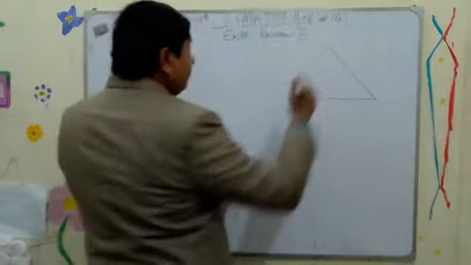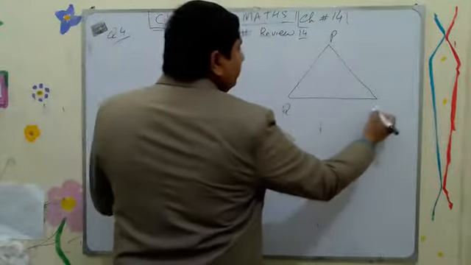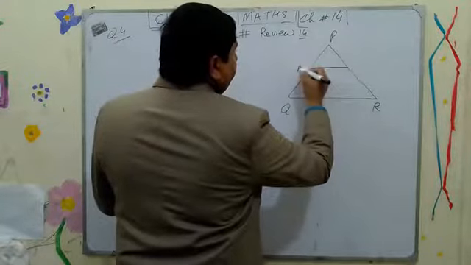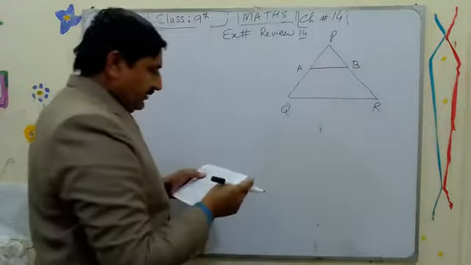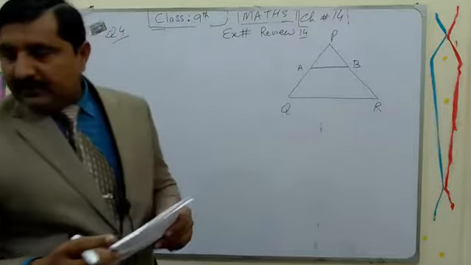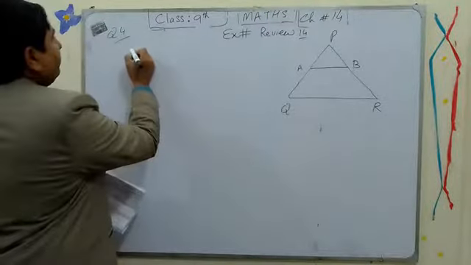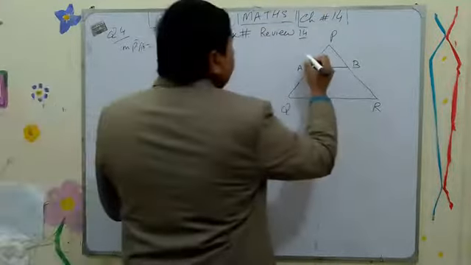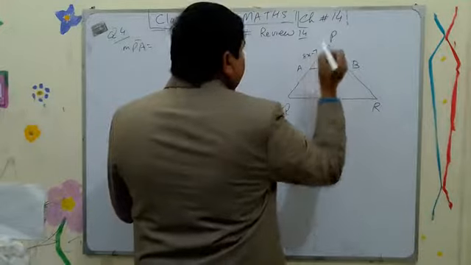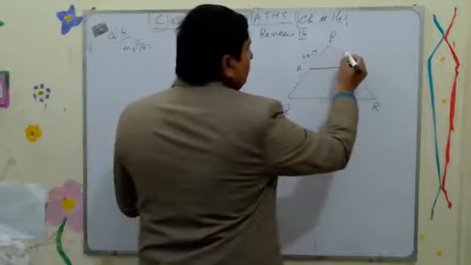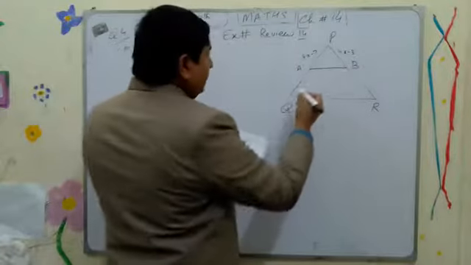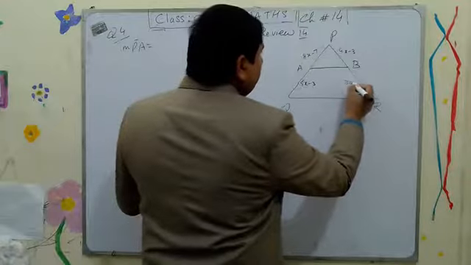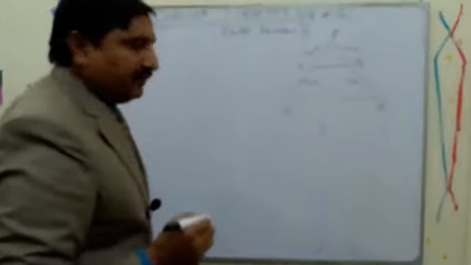In this diagram, PQR is a triangle, right? In which a line AB is parallel to QR, it is given. And the question gives that PA is equal to 8x minus 7, PB is equal to 4x minus 3, AQ is equal to 5x minus 3, and BR is equal to 3x minus 1, and we have to find out the value of x, right?